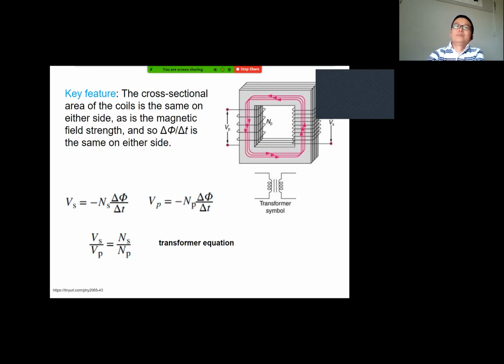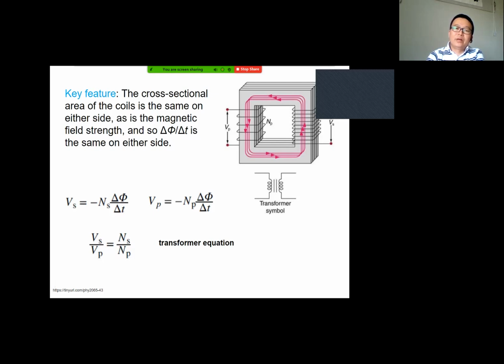All right, if you have fewer turns over here, then the total flux here is less, because the total flux will be the number of turns of coils times the flux through each coil. Okay, and then they add up. So the voltage on the secondary coil, according to Lenz's law, will be minus the total change in flux, Ns times delta phi over delta t.